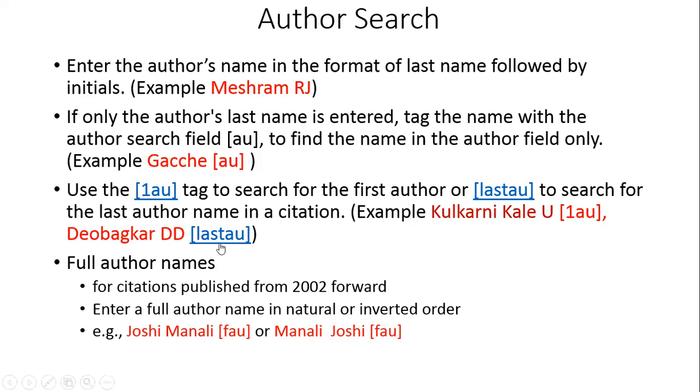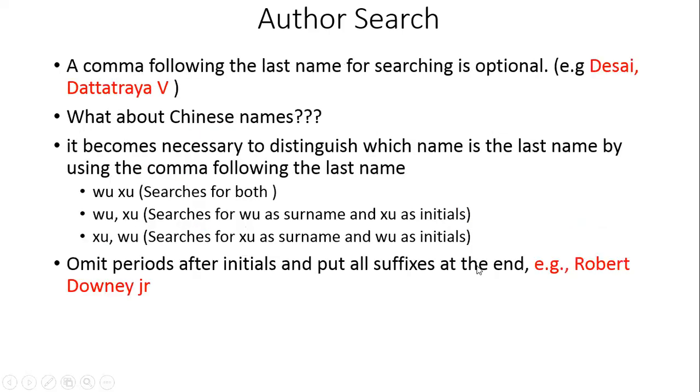Okay, so these are called tags, and tags are useful for narrowing down your search to a specific field rather than searching in all of the fields in the database as such. Okay, good. Now there are some conventions that are usually followed when you search by author's name.